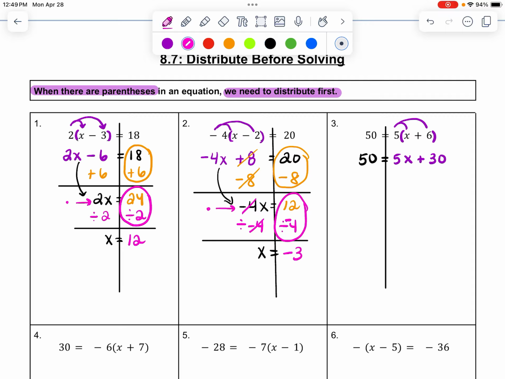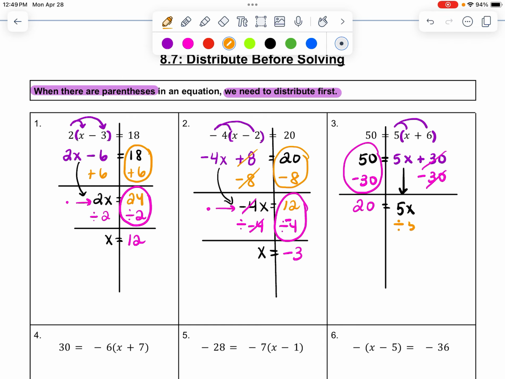Now our goal is to get x by itself, so I'm going to look at the numbers on the right side because x is on the right side. First, I'm going to subtract 30 because 30 is farthest away from x, which means that the 30's cancel, and we're just going to drop down the 5x. On the left side, the 50 minus 30 is 20.